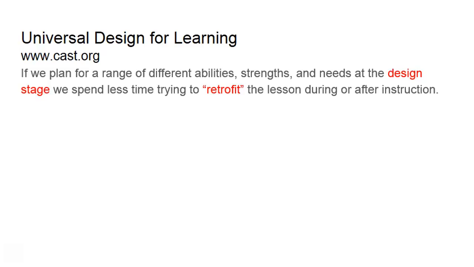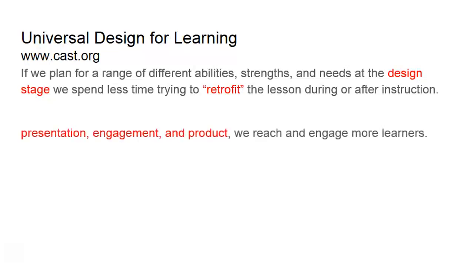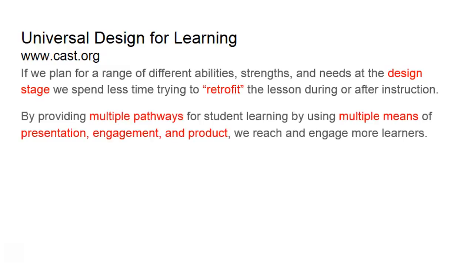So this is what Universal Design for Learning says in a nutshell: if we plan for a range of different abilities, strengths, and needs at the design stage, we spend less time trying to retrofit the lesson during or after instruction. So the big idea of Universal Design is if we plan our lessons to be more accessible from the outset, then we spend a lot less time running around trying to decide how we're going to make it accessible for the students. And then by providing multiple pathways for student learning, we use multiple means of presentation, engagement, and product to reach more learners.